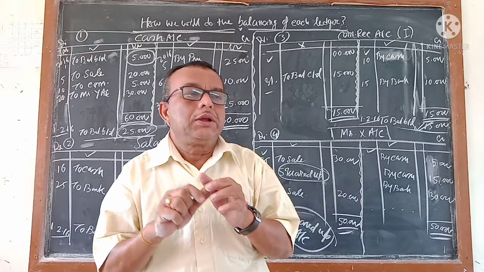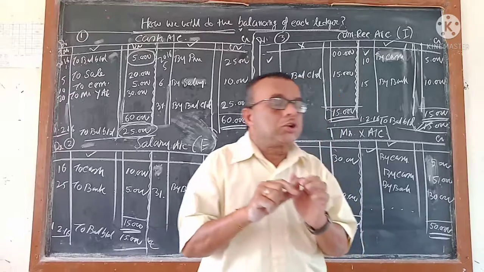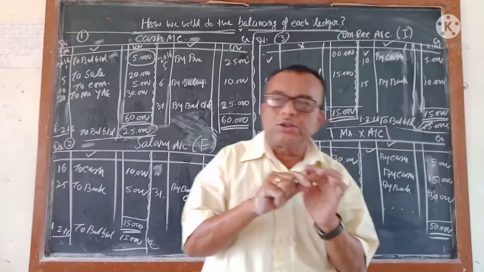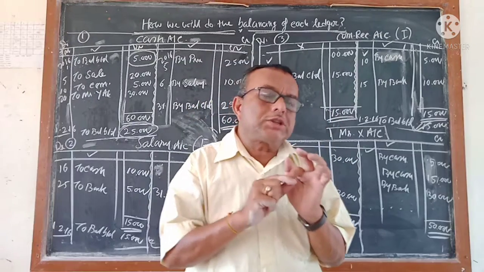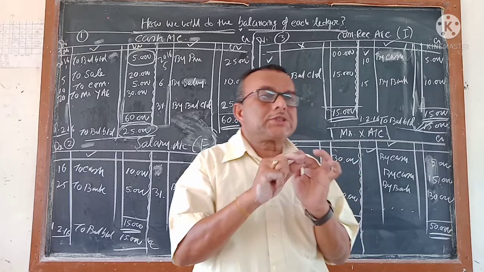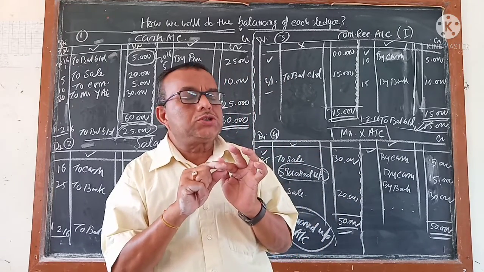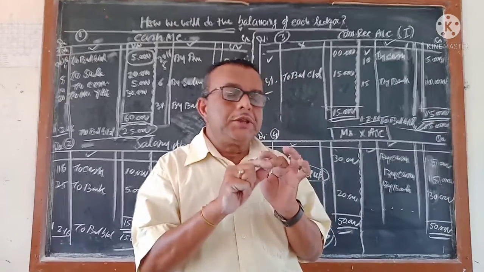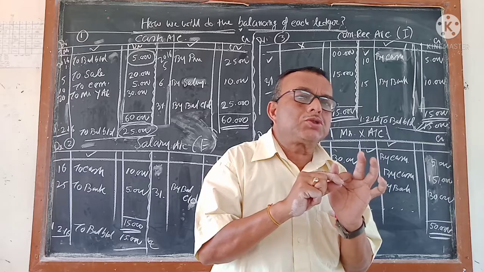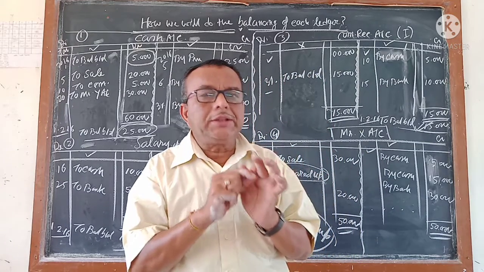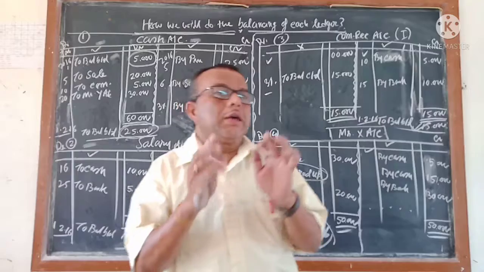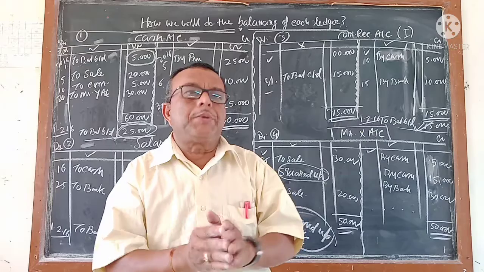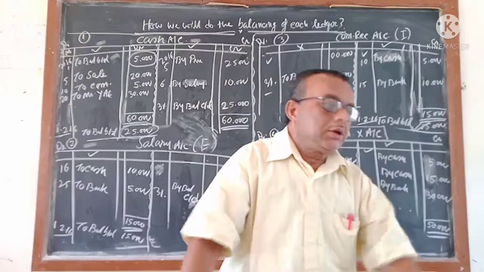Like drawings and capital. Capital is always credit balance, drawings is always debit balance. Purchase is always debit, sales is always credit, sales return is always debit, purchase return is always credit, debtors is always debit, creditors is always credit, bills receivable is always debit, bills payable is always credit. Like that, you will find out: expense and loss or assets, if it is coming, it is debit balance. Incomes, gains and liabilities, it is credit balance.